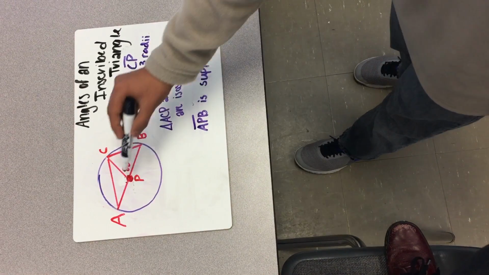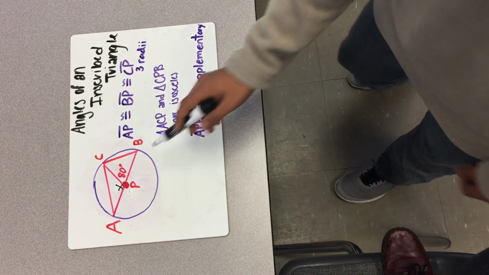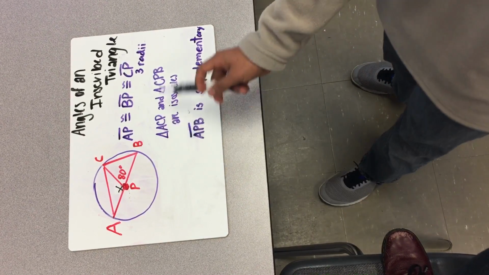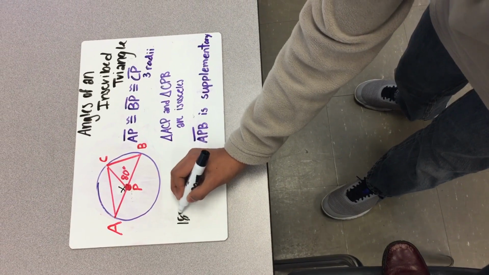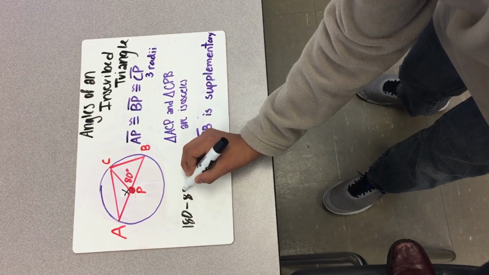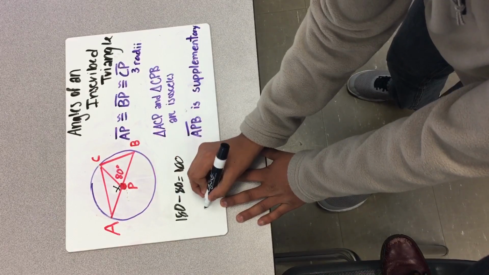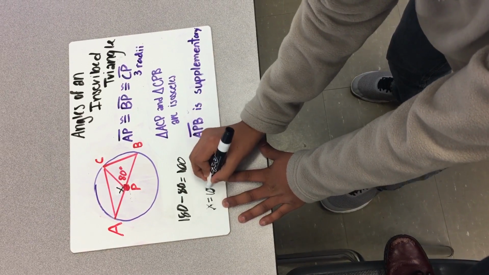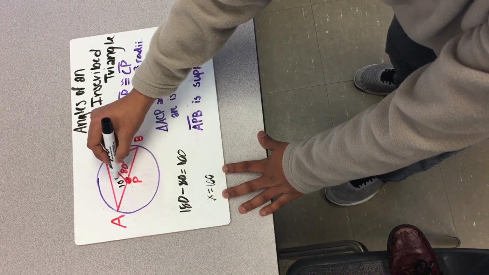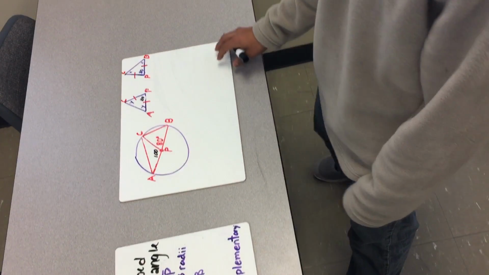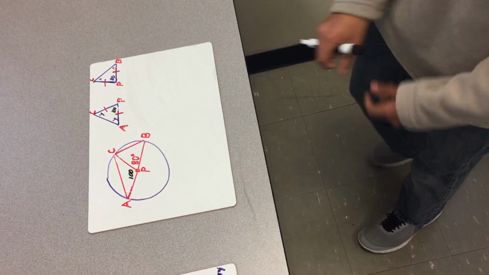And if we were to solve that side of a triangle, all we need to do is subtract the other side from 180, because line APB is a supplementary angle. So we do 180 minus 80, which gets you 100. So the x would equal 100. So this would be 100.